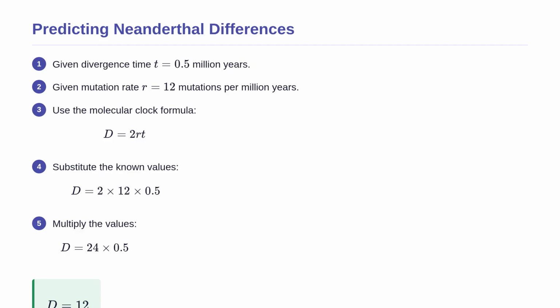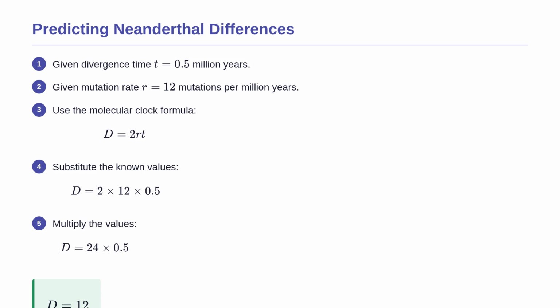Before we move on, let us see this formula in action with a concrete example. Fossil evidence suggests modern humans and Neanderthals diverged about 0.5 million years ago. Let us assume the mutation rate for a specific mitochondrial gene is 12 mutations per million years per lineage. We want to predict how many genetic differences we should find.